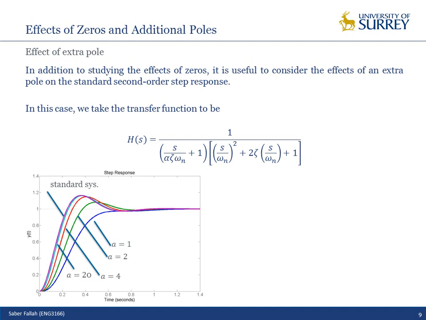But if the pole is far away from the complex conjugate poles of the system, it is a good assumption that this pole won't affect the response of the system.